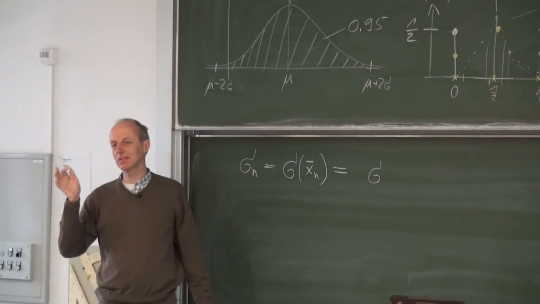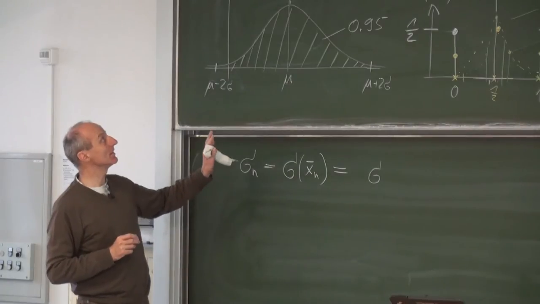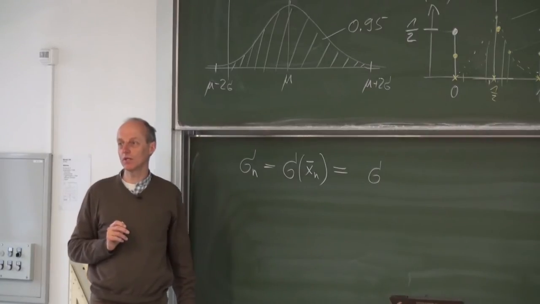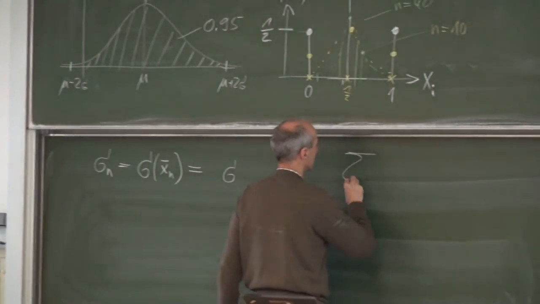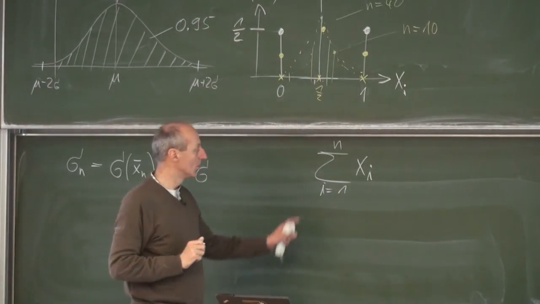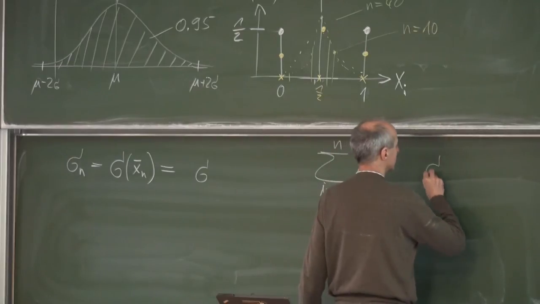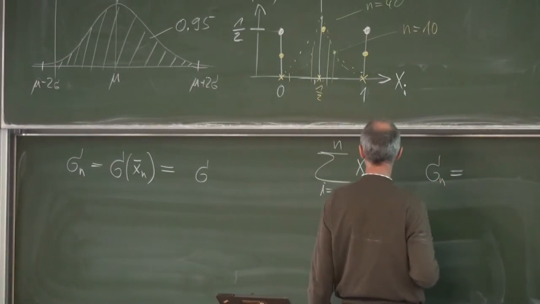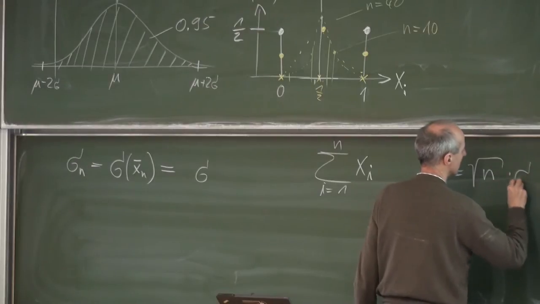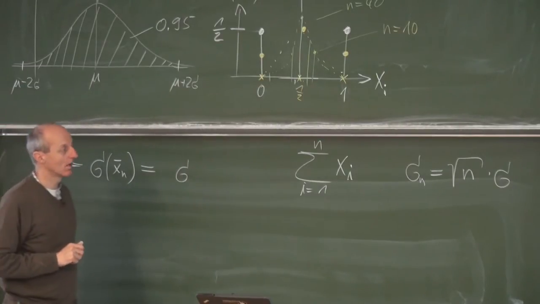Do you remember what the central limit theorem tells us? The central limit theorem does not directly talk about the mean. It talks about the sum of random variables. So it talks about the sum from i equal 1 to n of x_i. For such a sum, depending on n, we have sigma n equal to the square root of n times sigma.